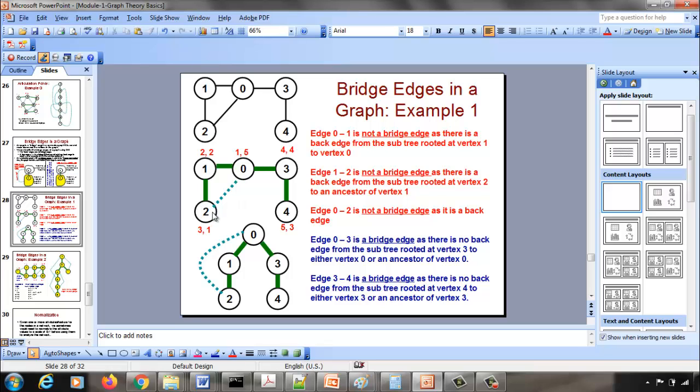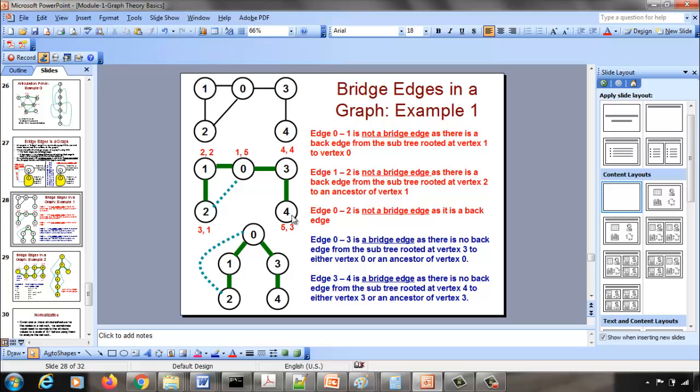Pop out 2 from the stack, and then pop out 1 from the stack, then come back to 0. We cannot pop it out yet because there's another neighbor not yet visited. So go to 3, that's the fourth vertex we pushed, tree edge, and then go further down to vertex 4, that's the tree edge, that's the vertex number 5 to be pushed, and then cannot do anything else.